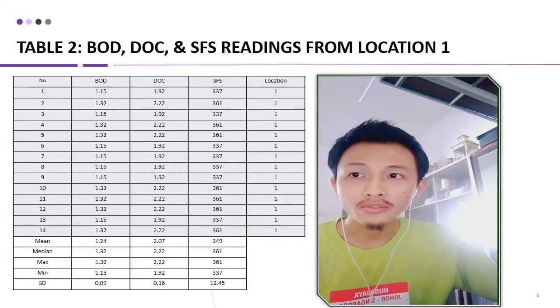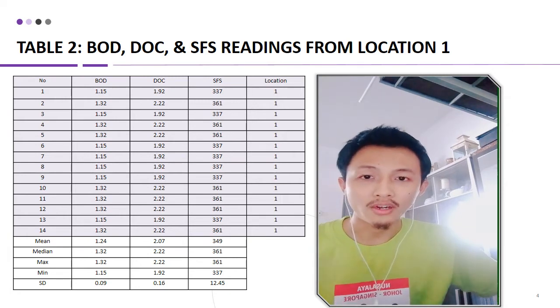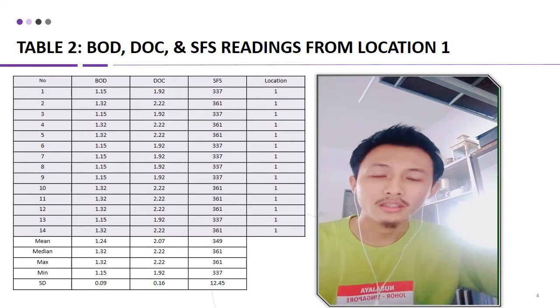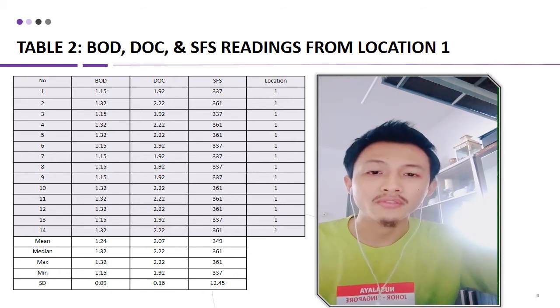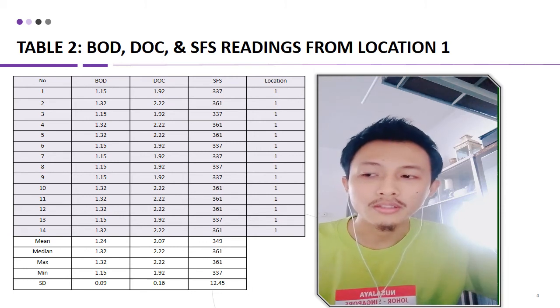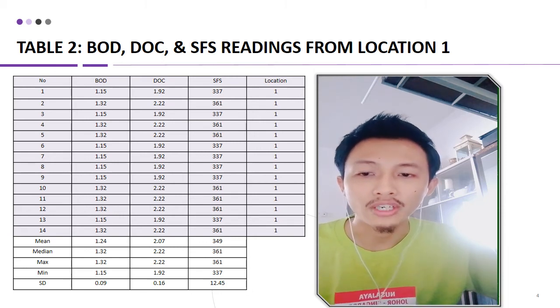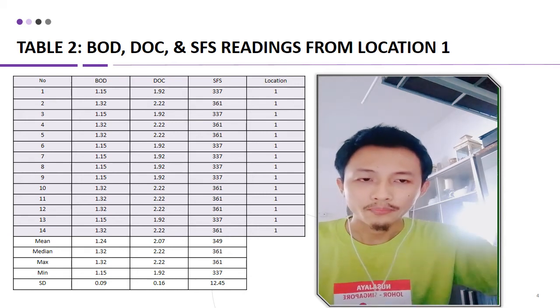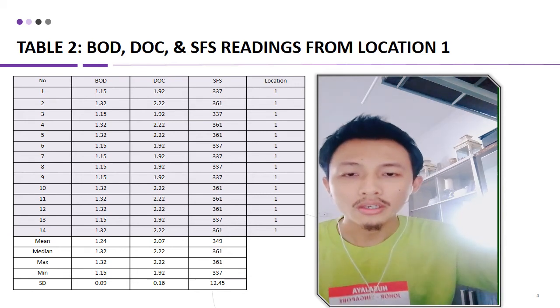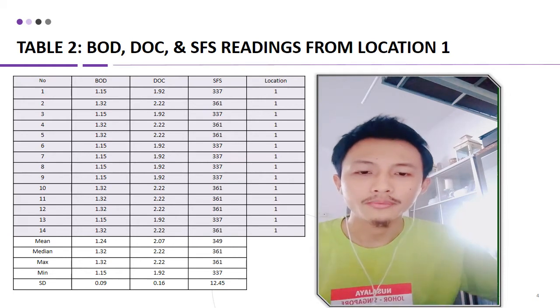But the standard deviation for SFS is far, which is, if you put it in plus minus 2, it's not within the range, it's very far from the mean, which is the result of 12.45 for the standard deviation of SFS. Meanwhile, for the BOD and DOC, within the range plus minus 2, which is nearer to the mean.